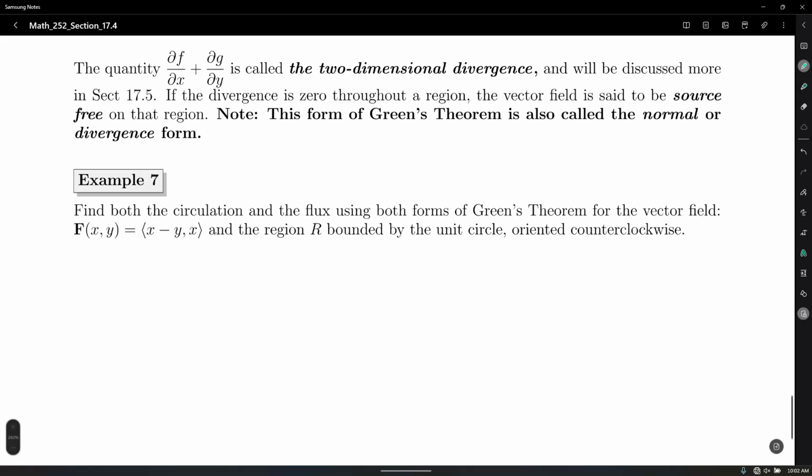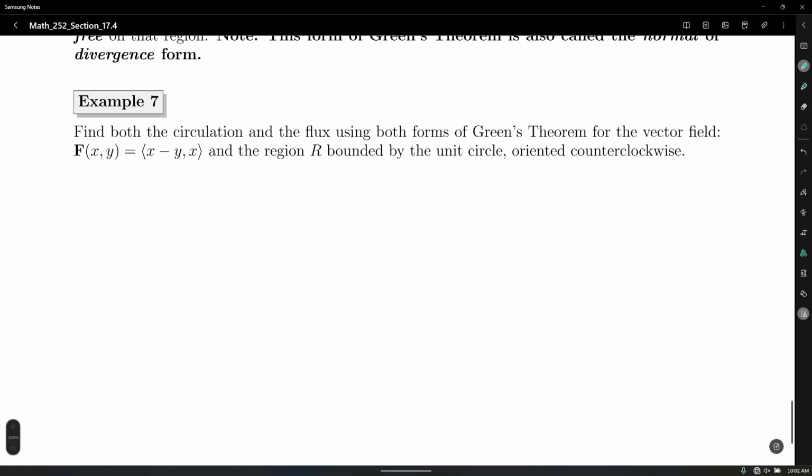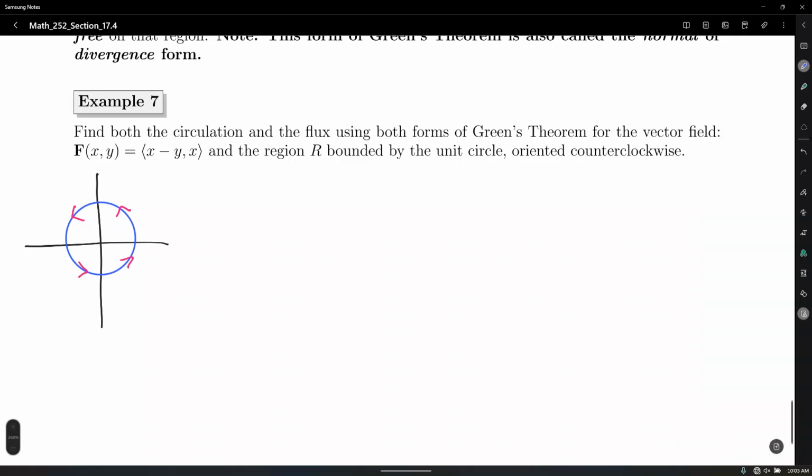Okay, example number 7. Find both the circulation and the flux using both forms of Green's theorem for the vector field F equals x minus y, comma x, where the region is the unit circle oriented counterclockwise. So let's plot this unit circle, oriented counterclockwise. Let's set up. First of all, F is x minus y, comma x.